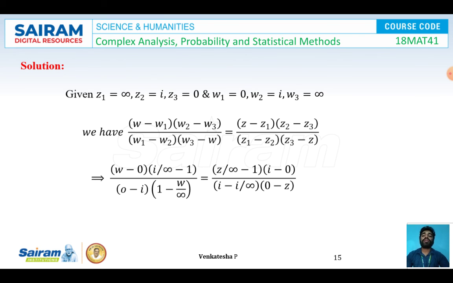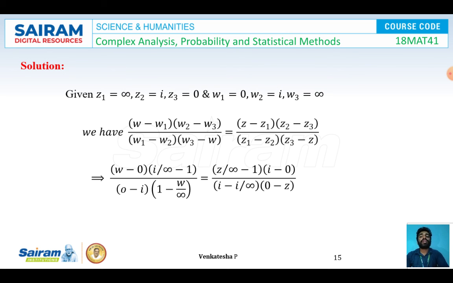So take the formula. In the formula we have (w minus w1)(w2 minus w3) divided by (w1 minus w2)(w3 minus w) is equal to (z minus z1)(z2 minus z3) divided by (z1 minus z2)(z3 minus z). So I am going to replace the points z1 is equal to infinity, z2 is equal to i, z3 is equal to 0 and taking w1 is equal to 0, w2 is equal to i, w3 is equal to infinity.